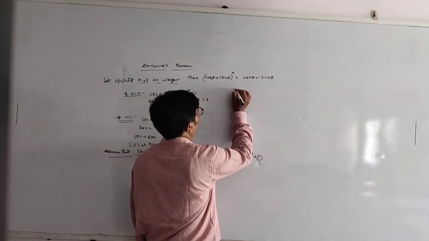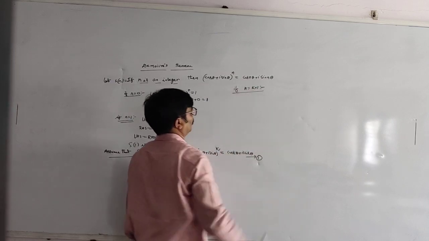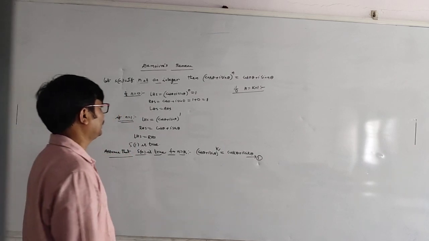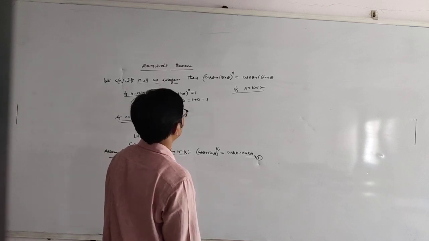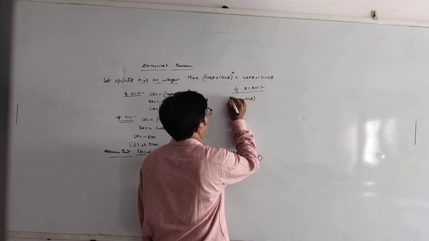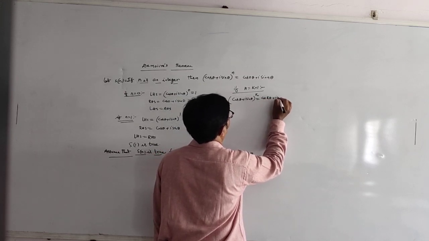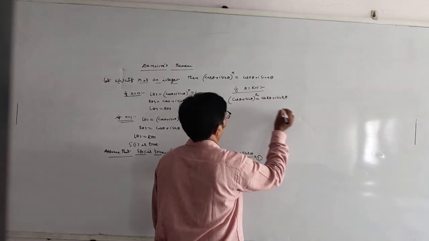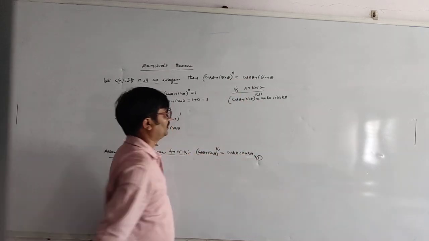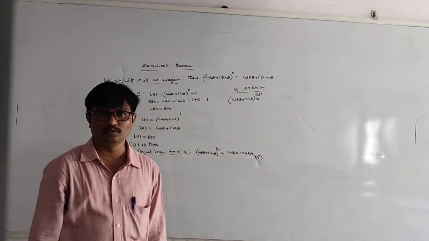After that, students, if n equal to k plus 1, we have (cos theta plus i sin theta) whole power k plus 1. Now we have to show the result for n equal to k plus 1.